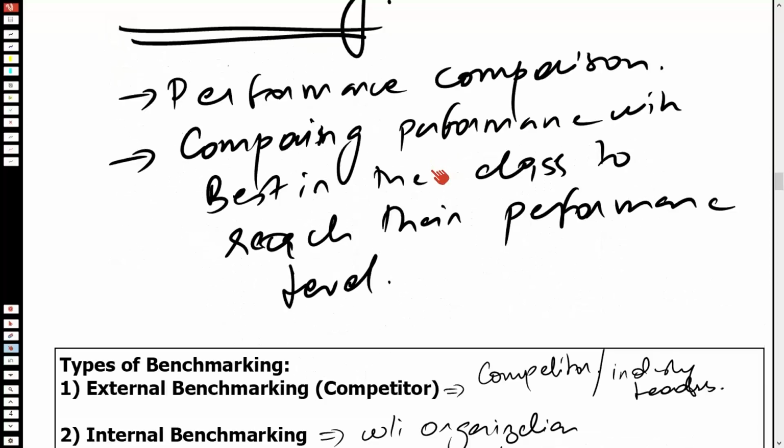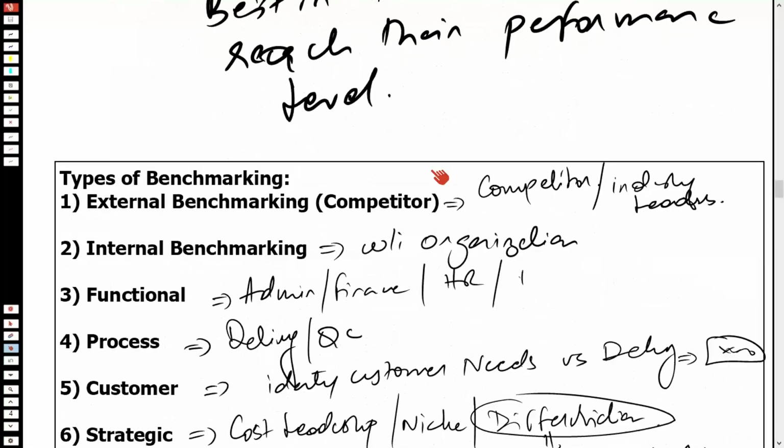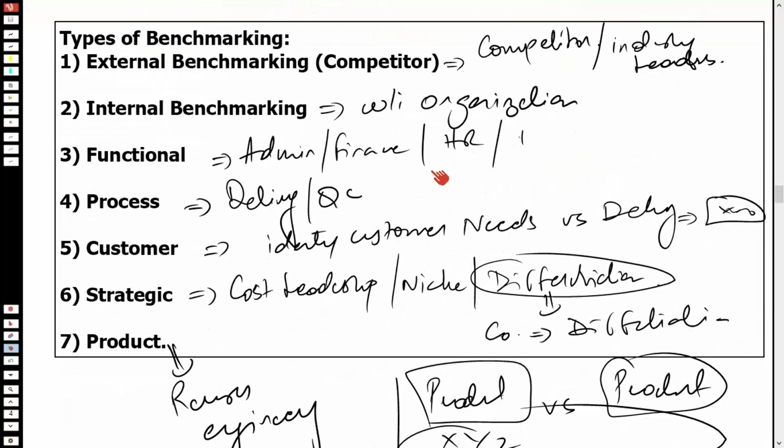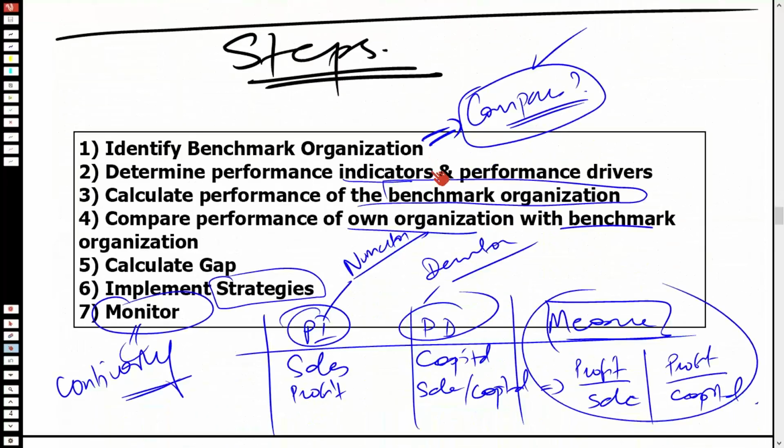I explained what benchmarking means. I explained what the different types of benchmarking are. And then I talked about the different steps for benchmarking. We attempted the question. We concluded the entire benchmarking pertaining to this specific question. That is something that we did.